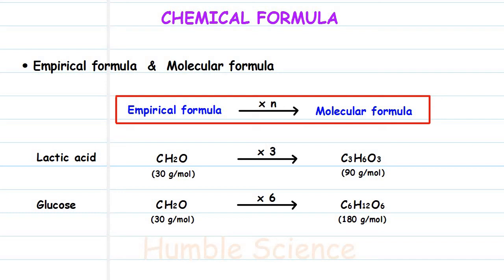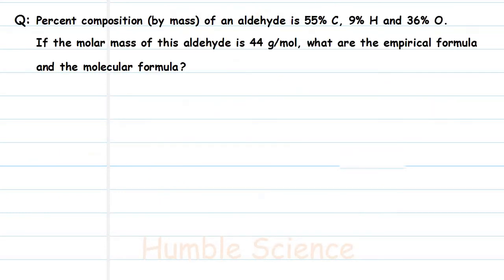Now let's try some practice questions to figure out the chemical formula. For this one, percent composition by mass of an aldehyde is 55% carbon, 9% hydrogen, and 36% oxygen. If the molar mass of this aldehyde is 44 gram per mole, what are the empirical formula and the molecular formula? Usually we will start with this.